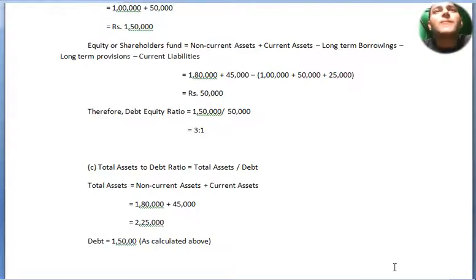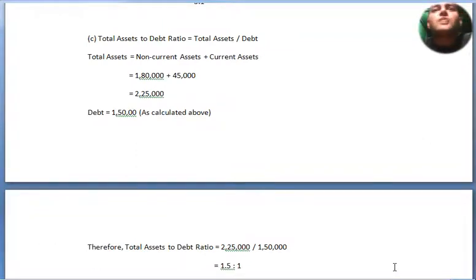Now total assets to debt ratio, total assets by debt. Total assets equals non-current assets plus current assets. Total assets equals 1,80,000 plus current assets 45,000. By adding together we get the value of 2,25,000. Debt equals 1,50,000 as calculated above. Therefore total assets to debt ratio equals 2,25,000 divided by 1,50,000, which equals 1.5:1.